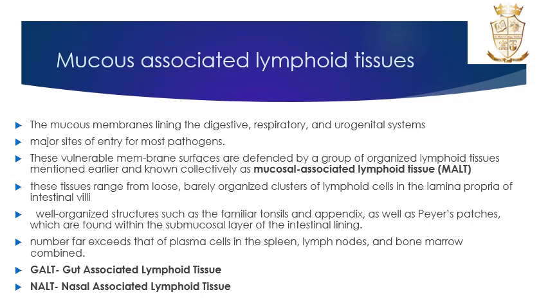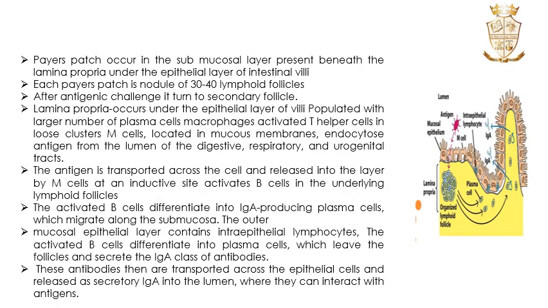Based on the position where the mucous membrane is found, they are named GALT and NALT. GALT is gut-associated lymphoid tissue, which is found in the intestine, and NALT is nasal-associated lymphoid tissue, which is found in the respiratory tract. Peyer's patches occur in the submucosal layer present beneath the lamina propria under the epithelial layer of intestinal villi. Each Peyer's patch is a nodule of 30 to 40 lymphoid follicles. After antigenic challenge, it turns into a secondary follicle.